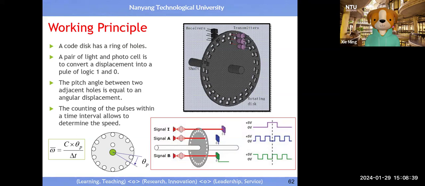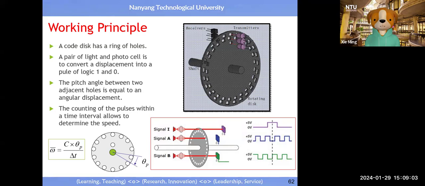When the hole aligns, then the light can pass through. Then the light will hit the receiver. Once the receiver receives the light, then there's a transition either from low to high, high to low. Okay, and then when the disk rotates, you have a series of these transitions as output, and the output is a waveform, right?